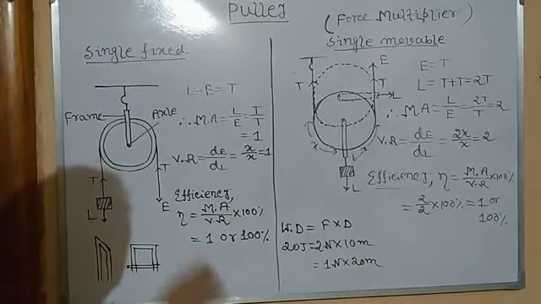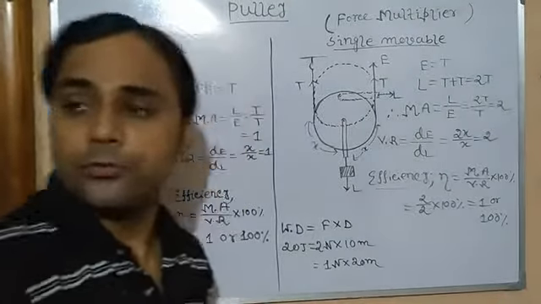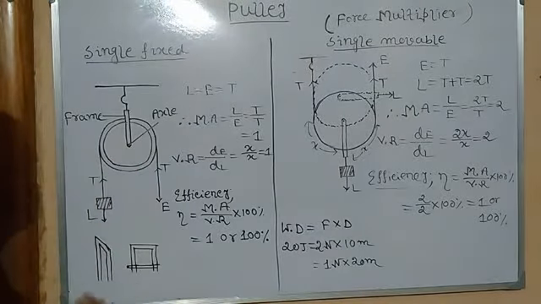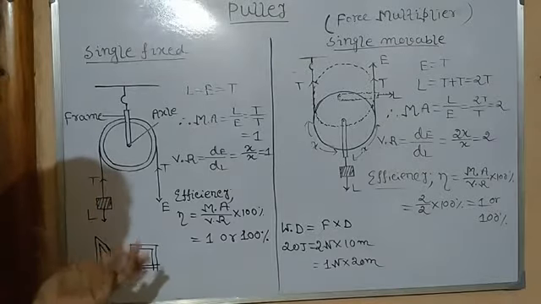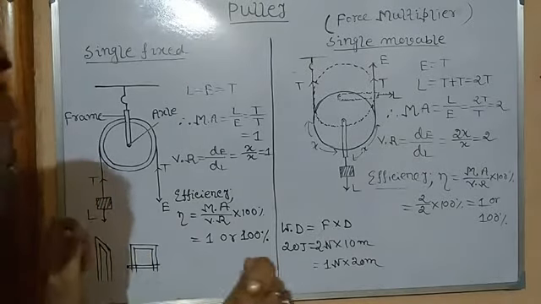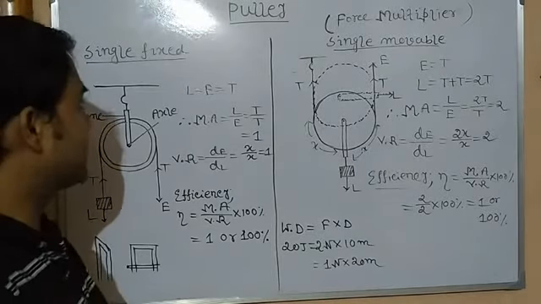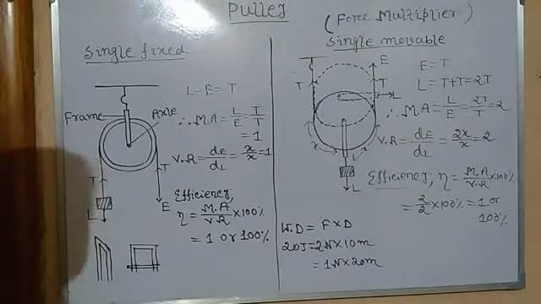So pulleys are of two types. One is the single fixed pulley and the other is the single movable pulley. First of all, we will discuss the single fixed pulley. Why is this single? Since only one circular disc and only one single string or rope is used, that's why it is called single. Why fixed? To know that, first we need to know its construction.